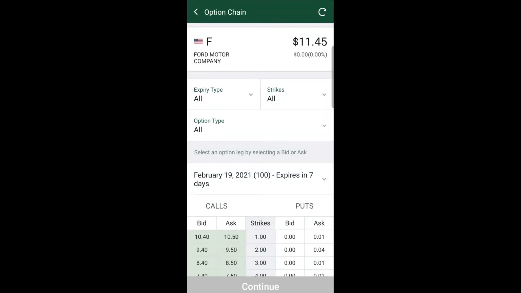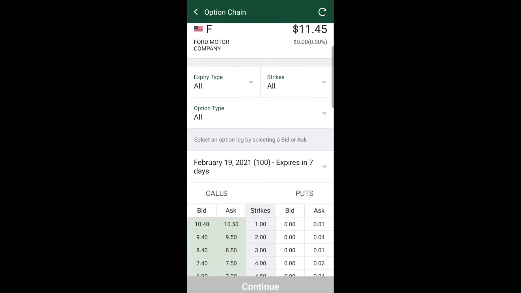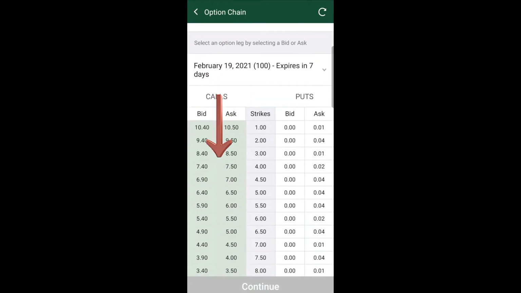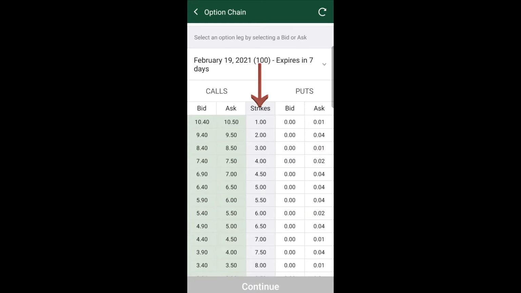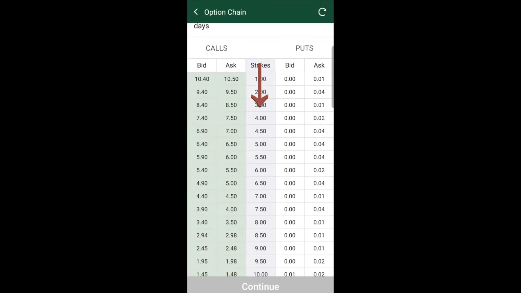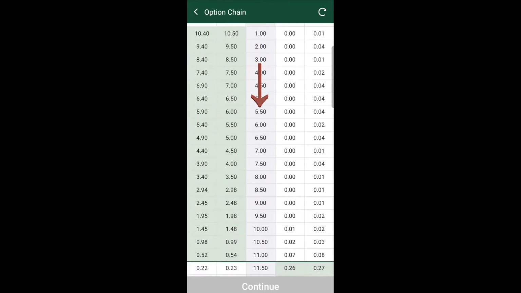Okay, so now we're going to decide to buy an option for Ford. On the left side of the screen here are the call options. This is if you believe there's going to be an uptrend in the share price. And on the right side of the screen are puts, and this is if you believe the share price will fall. In the center are strikes. It's also referred to as a strike price. That's just basically what the contract price is made for.